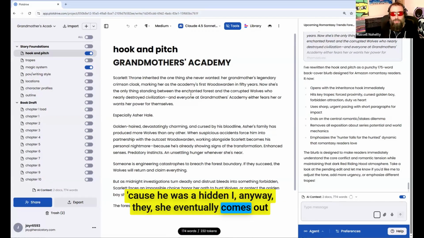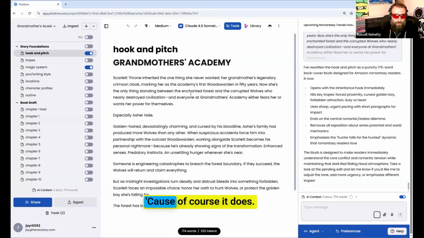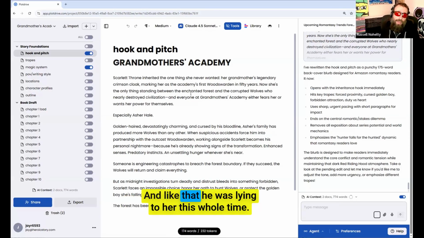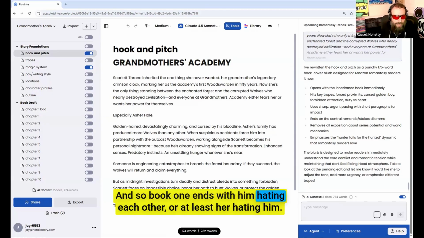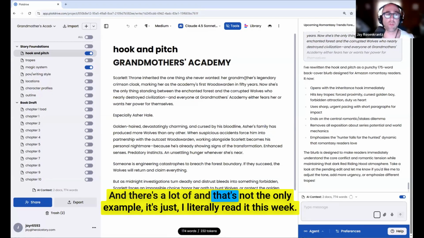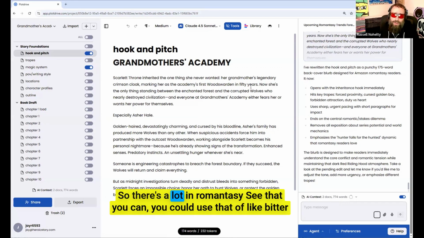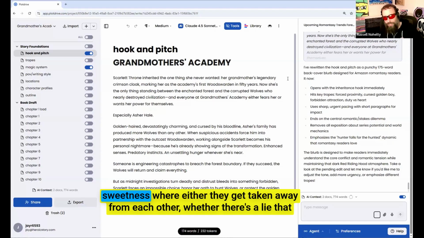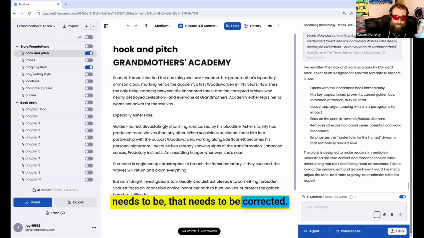She eventually finds out that she's a fae princess, because of course she is, and that he was lying to her this whole time. And so book one ends with them hating each other, or at least her hating him. And that's not the only example, it's just that I literally read it this week. So there's a lot in romantasy that you could use, of bittersweetness, where either they get taken away from each other, or there's a lie that needs to be corrected.